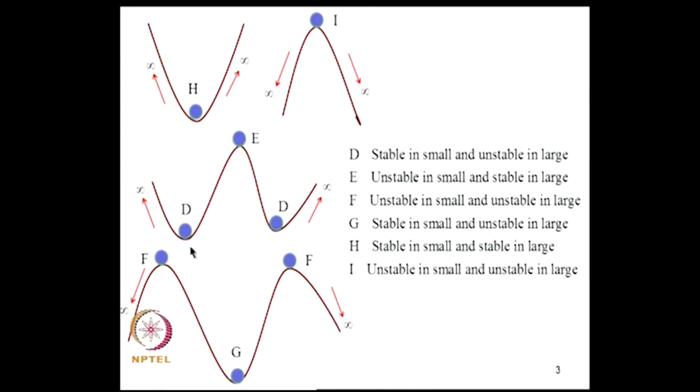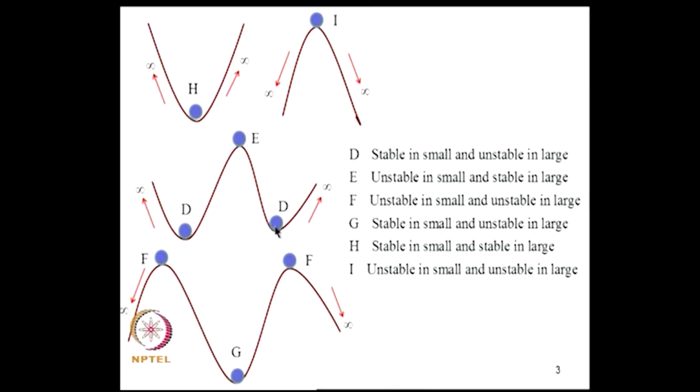Here, position D is stable in small perturbations, which keep the ball within this valley; that means the ball should not negotiate this curve and end up here. So D, we say, is stable in small and unstable in large. The final position is either here or here. If it negotiates this, it will oscillate in this well and maybe end up here or here.